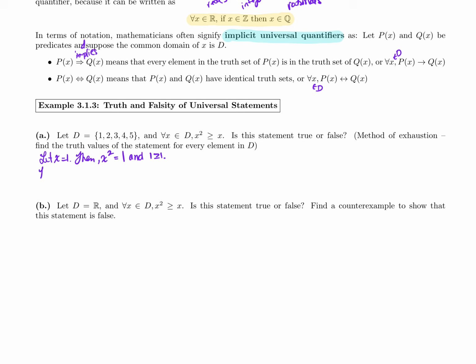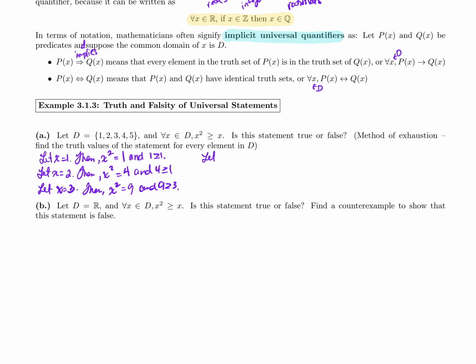Let's try it again. Now let x equal our next value, 2. Then what is 2 squared? Well, x squared then is 4. And 4 is still greater than or equal to 2. And we'll finish this out with x equals 3. Then 3 squared, x squared, is 9. And 9 is certainly greater than or equal to 3.